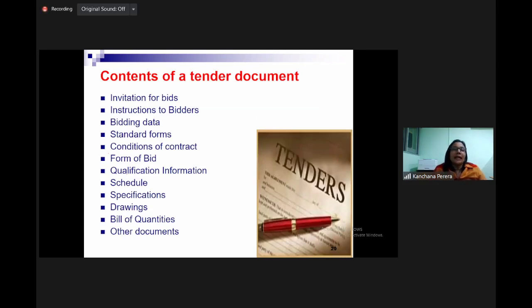Right. Then I will talk about the contents of a tender document. What are the contents in a bid document which is prepared according to a standard form of contract? I am not going to tell which one. All these things are common parts. You have invitation for bid, instructions to bidders, then you have bidding data, then standard forms, then conditions of contract, form of bid, qualification information, schedules, specifications, drawings, bill of quantities, and other documents.